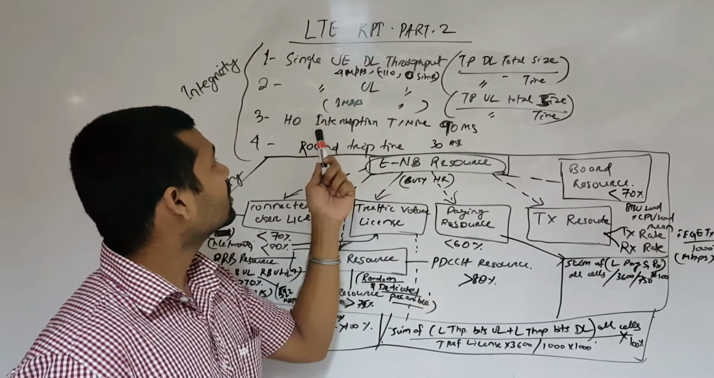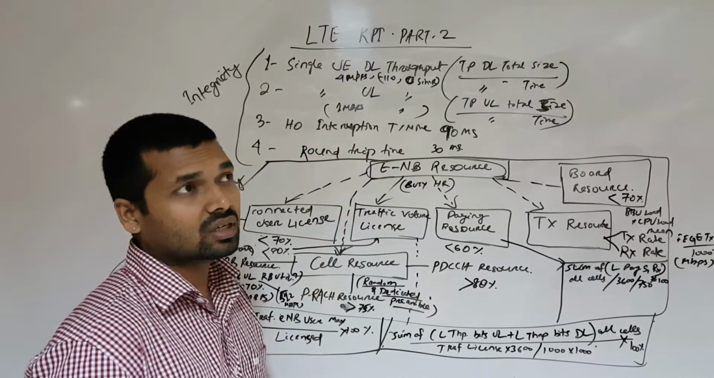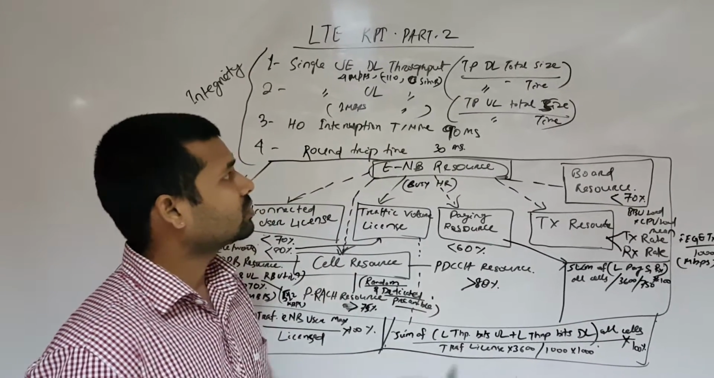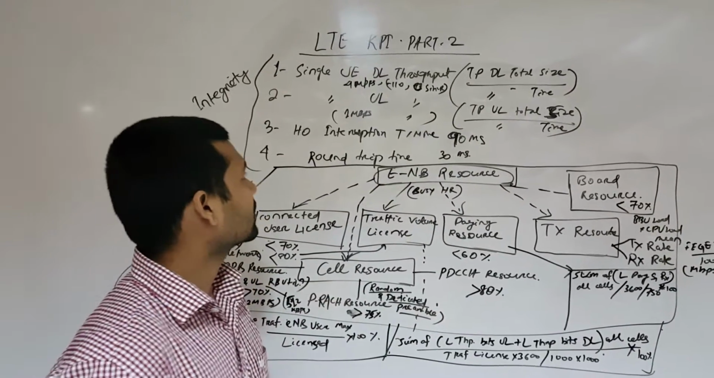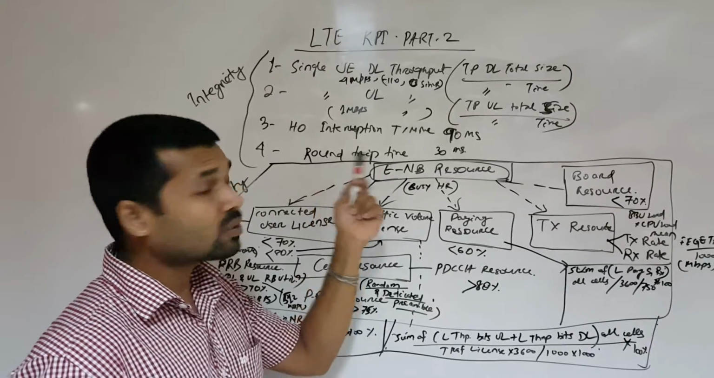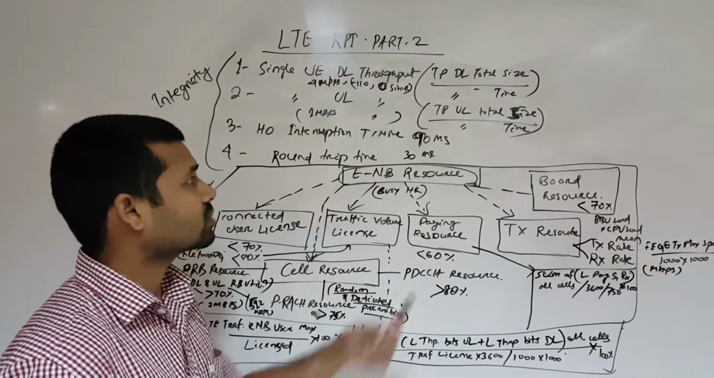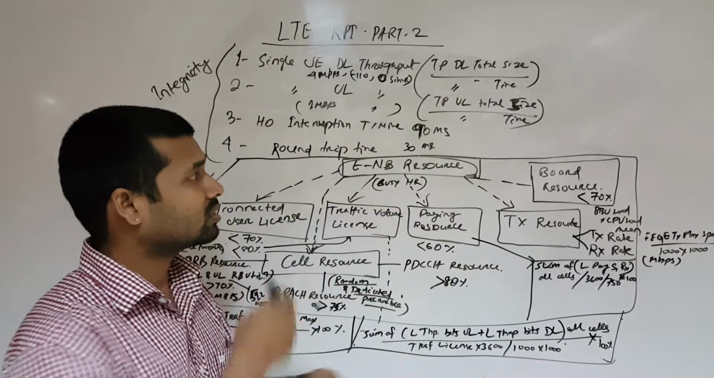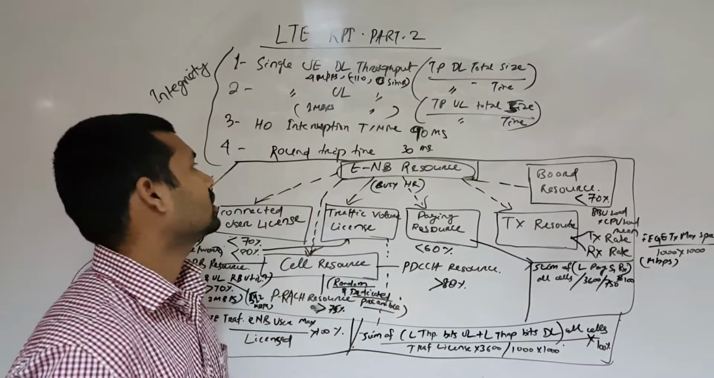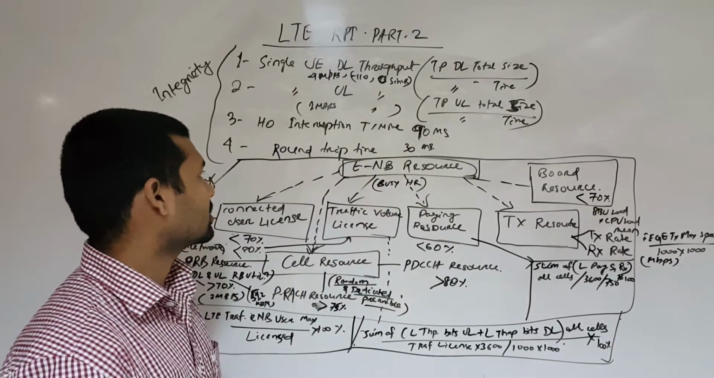Then the third integrity KPI is handover interruption time, which I think I have already discussed in part 1. That should be 90 milliseconds. And the fourth one, the total round trip time of the user, accessing the network and getting the data, should be less than 30 milliseconds.